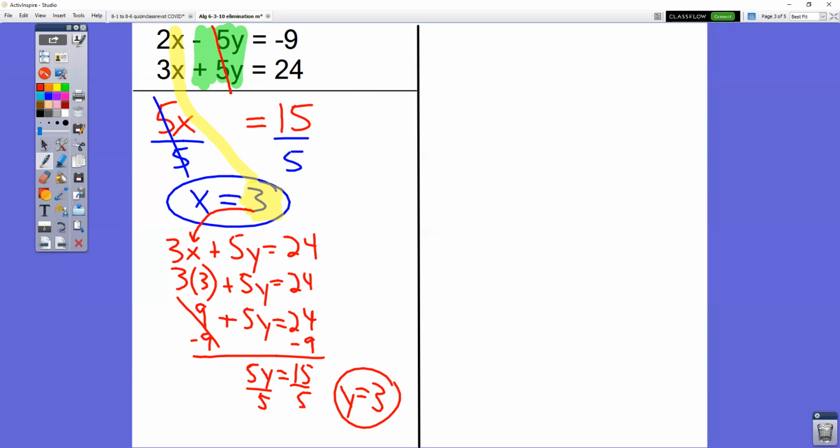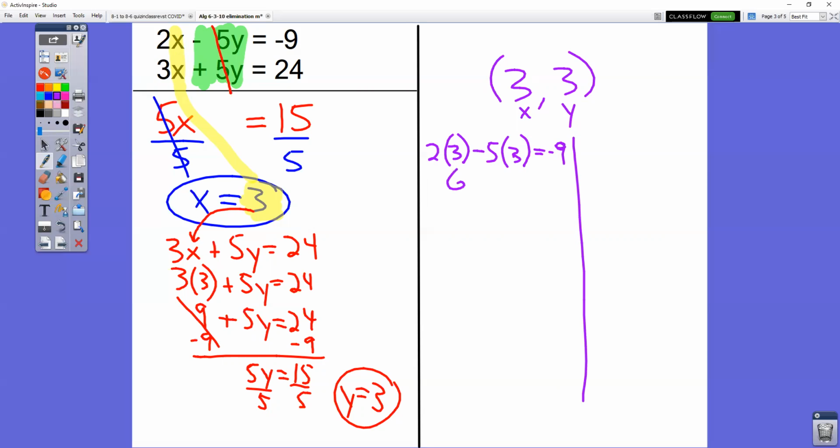No. All right. If we wanted to check our answer, we're checking the answer 3, 3, where x equals 3 and y equals 3. Subbing it into our first equation, instead of 2 times x, we would have 2 times 3. Instead of 5 times y, we have 5 times 3 equals negative 9.